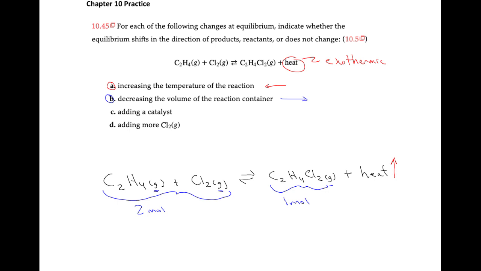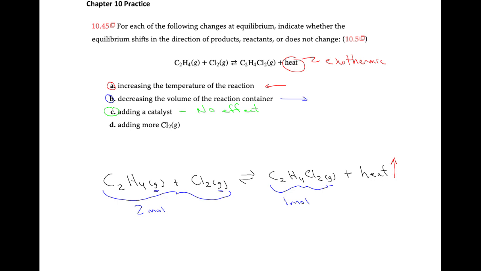For C, when I add a catalyst, you probably read this in chapter 10, this is going to have no effect. So this won't have any effect whatsoever on an equilibrium. What a catalyst does is it increases the rate of a reaction by providing an alternate pathway and lowering activation energy, but it doesn't have any effect on the equilibrium itself.